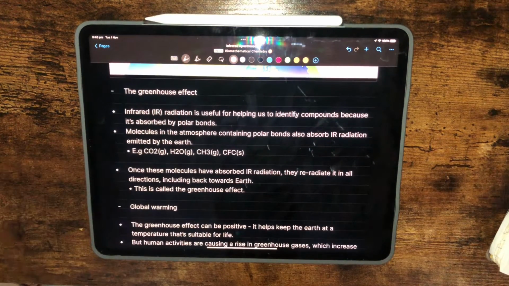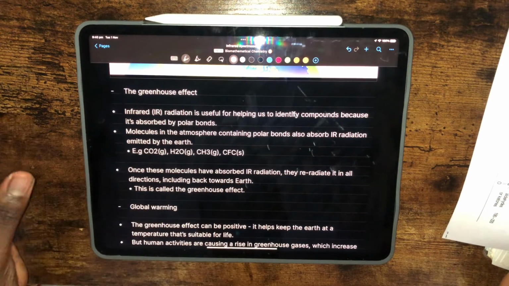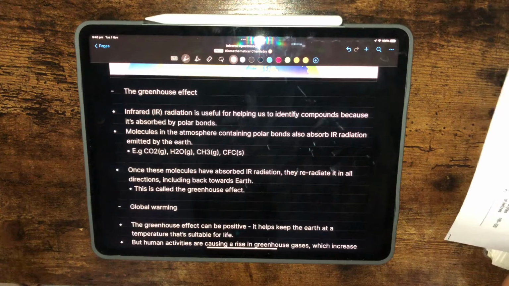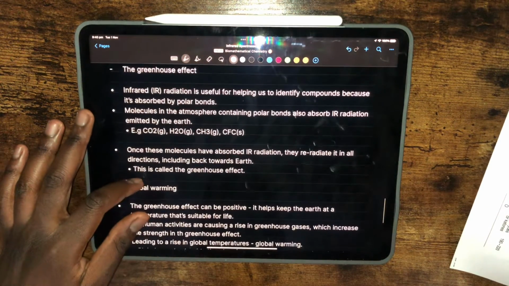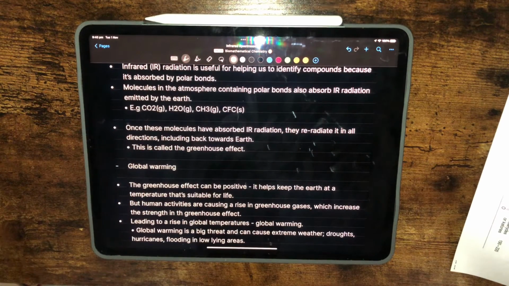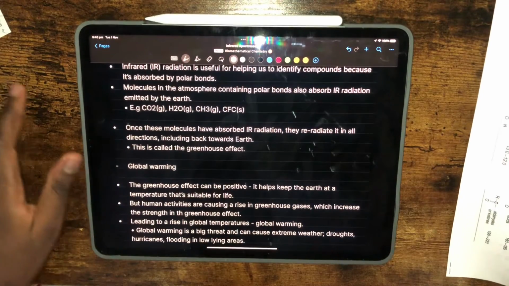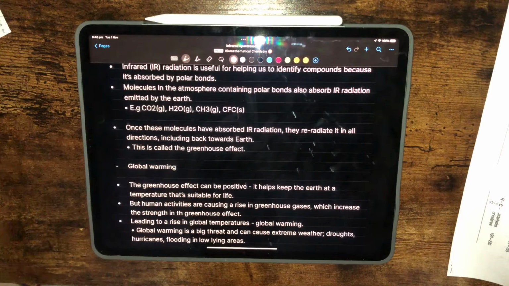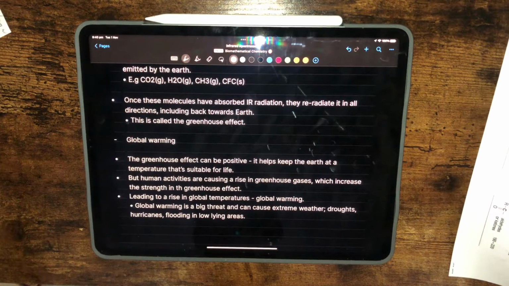Infrared radiation is useful for helping us to identify compounds because it's absorbed by polar bonds. Most of these compounds have polar bonds, and that's what allows them to be used as greenhouse gases. Molecules in the atmosphere containing polar bonds also absorb the IR radiation emitted by the Earth. For example, CO2, H2O, methane, CFCs. I should say water vapor, not just water. Once these molecules have absorbed the IR radiation, they re-radiate it in all directions, including back down to Earth, and this is called the greenhouse effect.